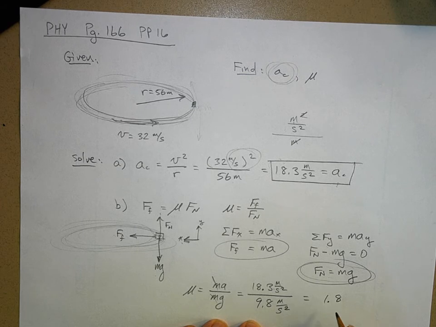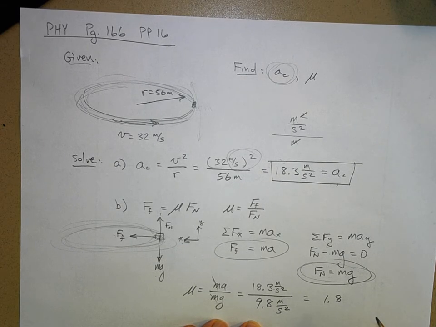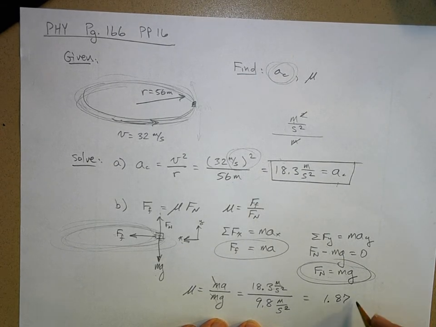I don't know any track. Maybe there is a track. I don't know if there's a track like that. It means that your friction force is 1.87. We'll call it 1.87 times your normal force.